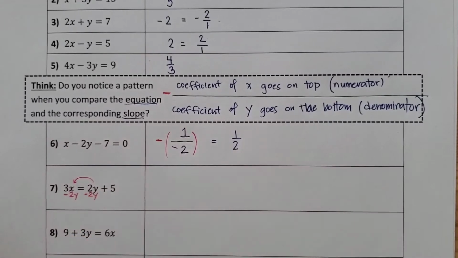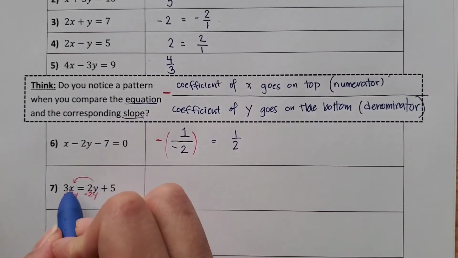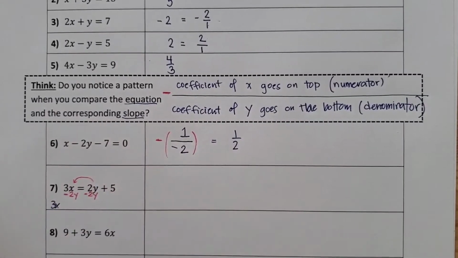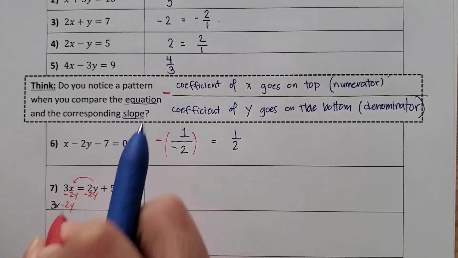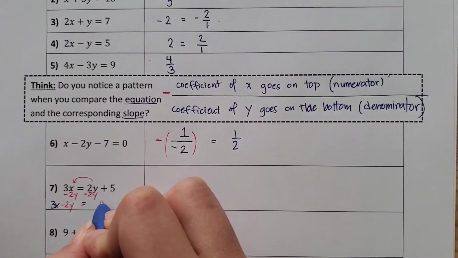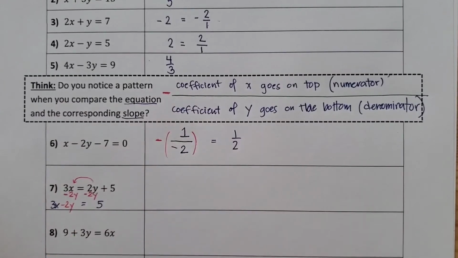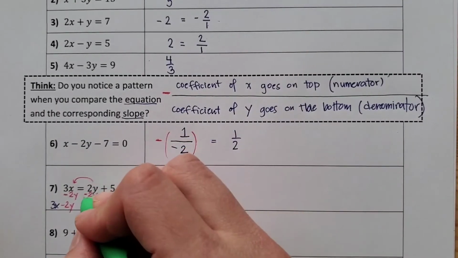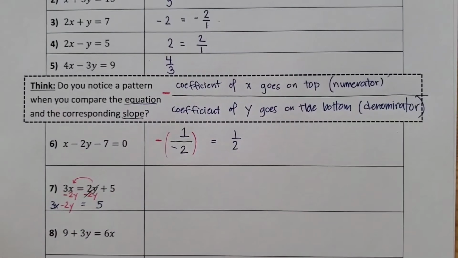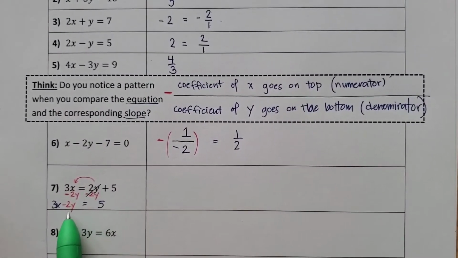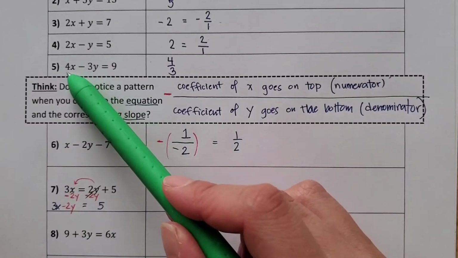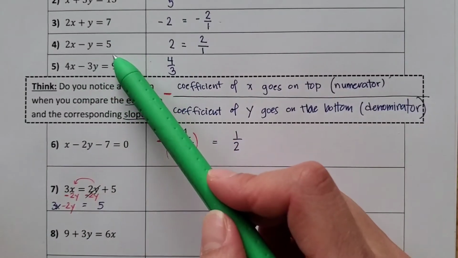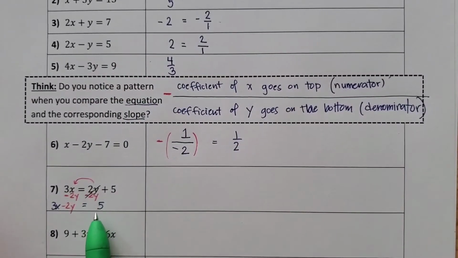Okay, so what you end up with is 3x minus 2y is equal to that positive 5. Notice that I didn't write this down because when you do 2y take away 2y, well, that's equal to 0, right? That's no longer on the right side. And so now number 7 actually looks similar to the setup of the questions from number 1 to 5. So now we can take the slope from there.